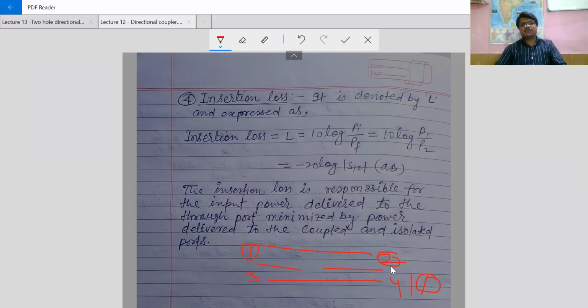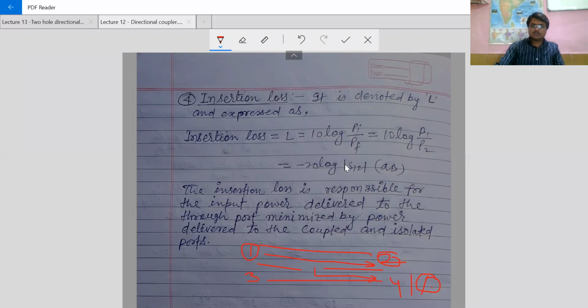Let us suppose 1% is lost somewhere. That is why the throughput is this one. Most of the power is coming to this port, and some of the power, 1%, 2%, or 5%, is coupled to this port. This is the reason we define insertion loss. In dB it is given by 10 log P1 upon P2.